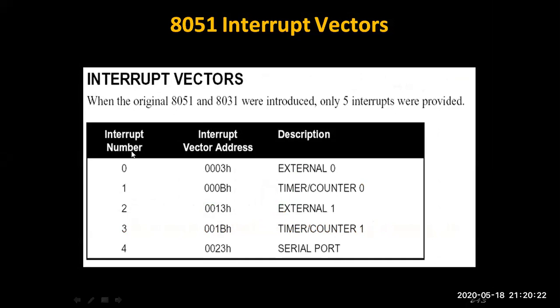So these are the interrupt vectors. This is the interrupt number, this is the interrupt vector address, and these are the descriptions. Suppose external interrupt 0 is there, the vector address is 0003. Timer counter 0 is 000BH. External interrupt 1 is 0013. Timer counter 1 interrupt is 001B, and the serial port interrupt is 0023. So these are the vector addresses for the 5 interrupts.